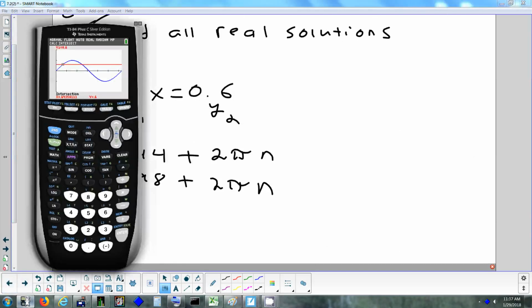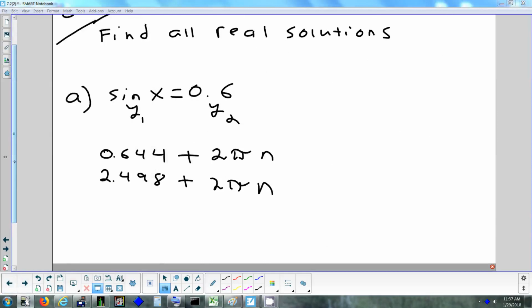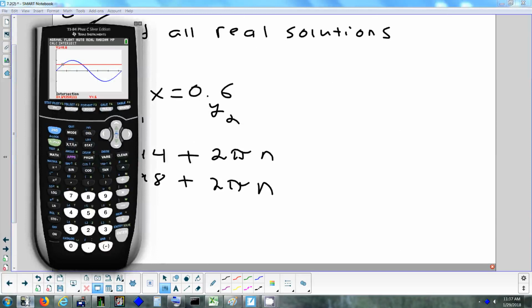So if you wanted to know, well, where does this 0.64 answer occur again? It's going to occur again 6.28 units to the right. And 2.498, that's going to occur again another 6.28 units to the right. That would be the next two. And then again after that, another 6.28 units, forever. Any questions on that?